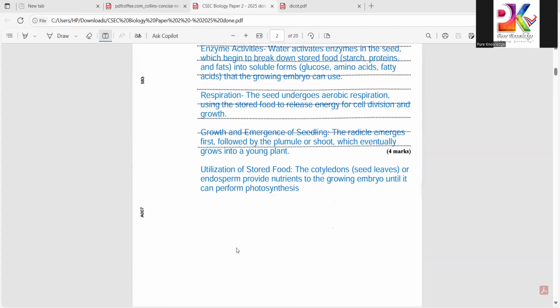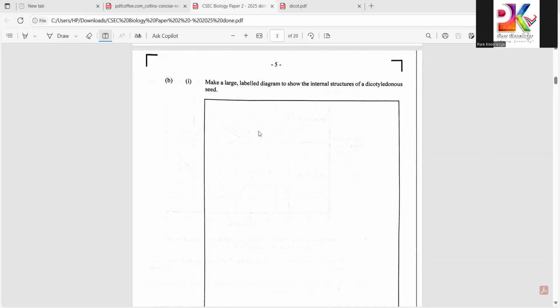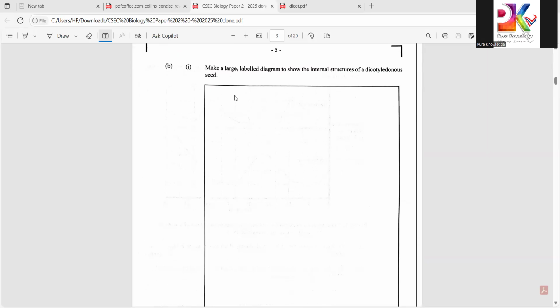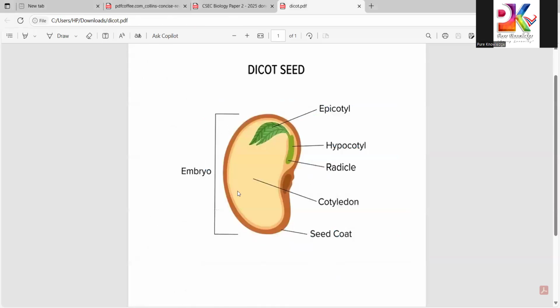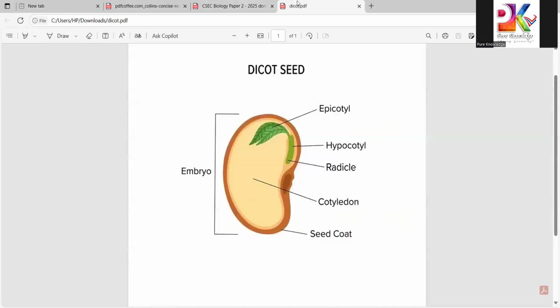All right. Next, they're asking you to make a large labelled diagram to show the internal structure of a dicotyledonous seed, or dicot seed. And of course, you should have a dicot looking something like this. It says annotate the diagram drawn, so you should label it. And it's 3 marks, so I guess 3 to 4 labels that you made would have been correct.